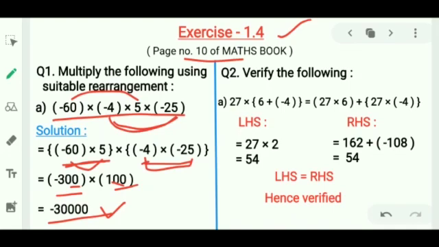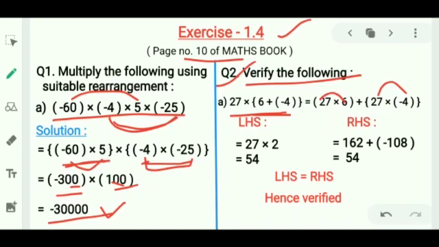Next, question number 2 is verify the following. As we did with an example in distributive property, now we have to verify the following. It is question number 2 of your exercise 1.4, page number 10. The question is written: 26 multiplied by 6 plus minus 4 on the LHS, and on the RHS is written 26 multiplied by 6 and 26 multiplied by minus 4, which is true in distributive property. Let us verify it. Take the LHS.